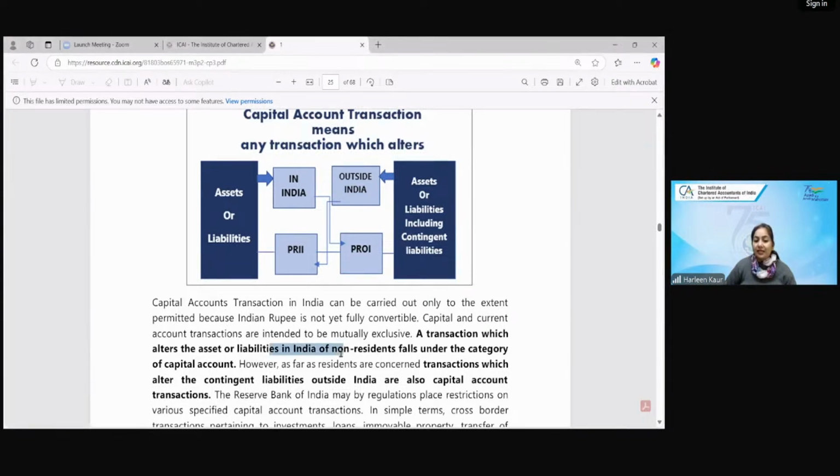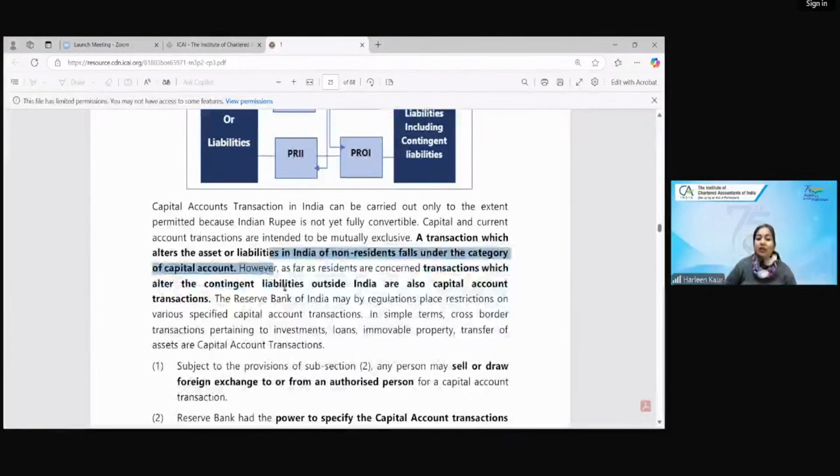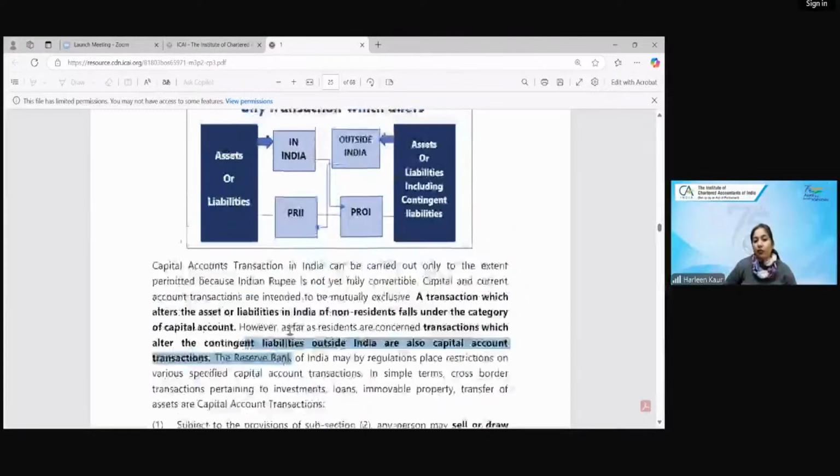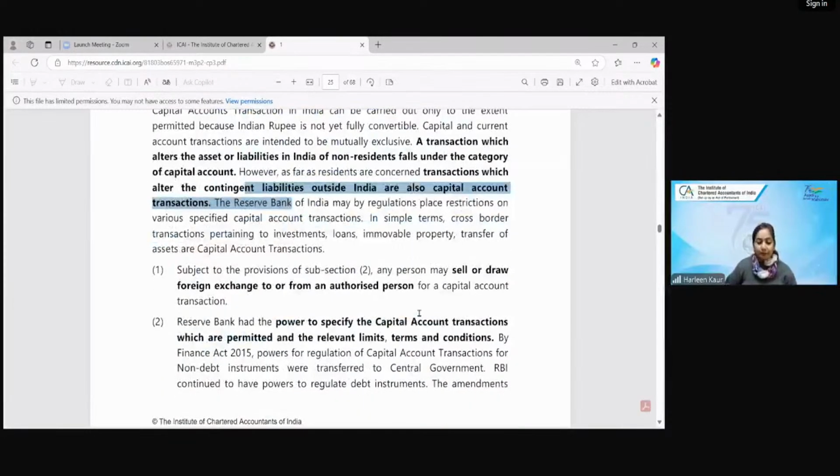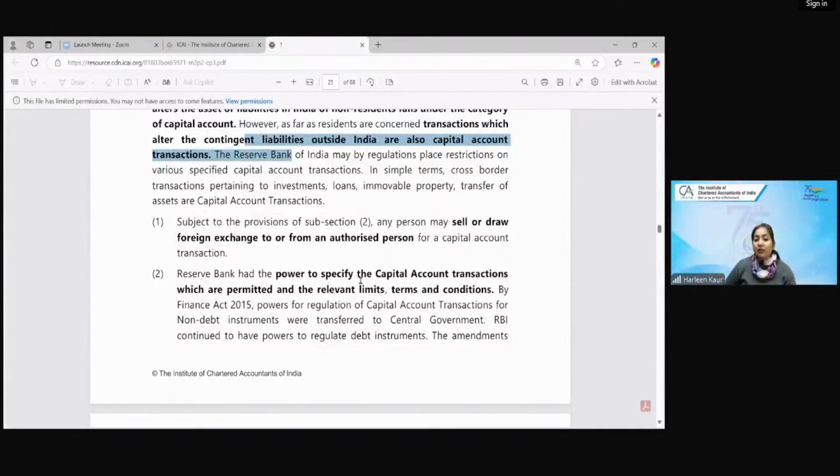A transaction which alters the assets or liabilities in India of a non-resident falls under the category of capital account, and transactions which alter the contingent liabilities outside India are also capital. So outside India, you have to include the contingent liabilities also. After that, it tells you that you can sell or draw foreign exchange to or from an authorized person only. Who is the authorized person? Authorized dealer, offshore banking unit, the specific authorized person who can deal in foreign exchange, foreign securities, money changers. Okay?